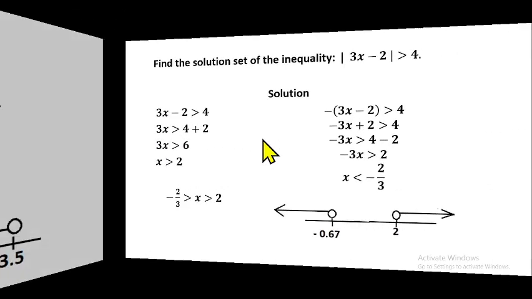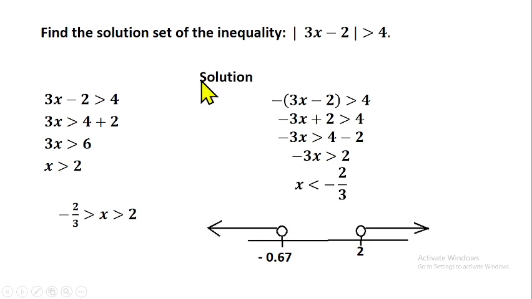Let's see another one. So this one is on greater than now. The same principle. Find the solution set of the inequality. We have the modulus or absolute value of 3x minus 2 greater than 4. So how do we rewrite this? This is two statements. The positive of this greater than 4 and the negative of this greater than what? 4. Do you understand that?